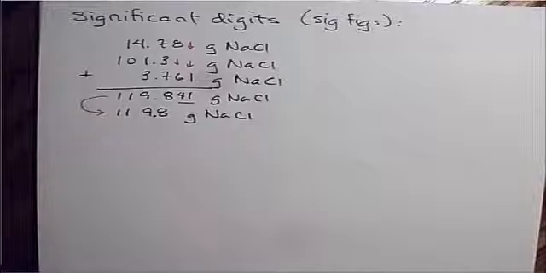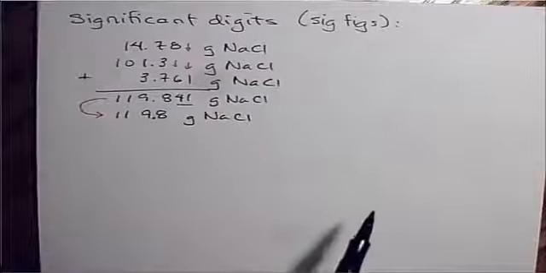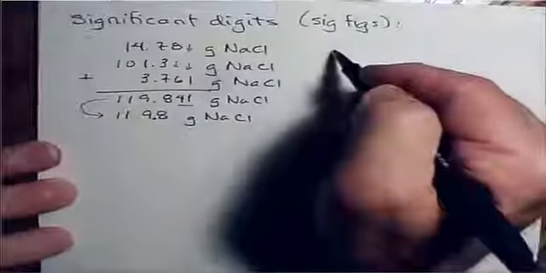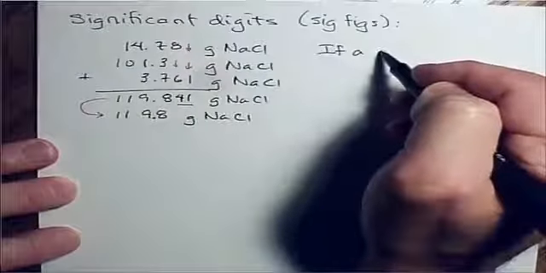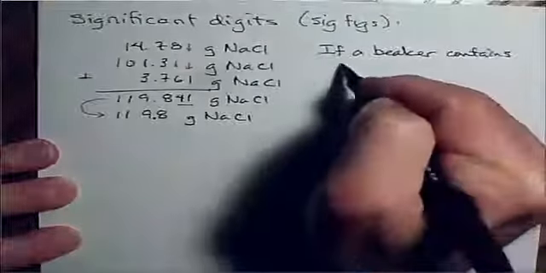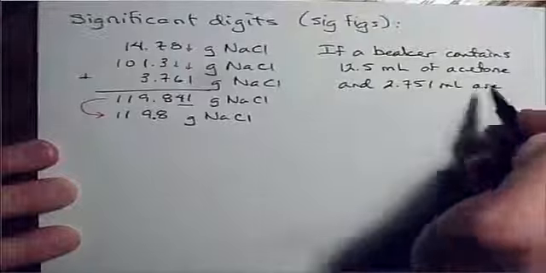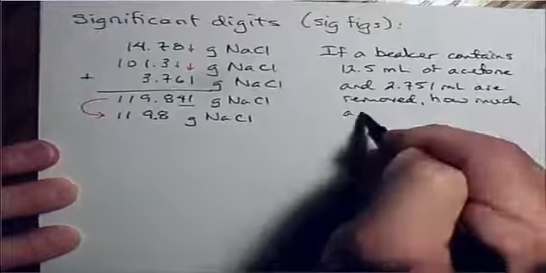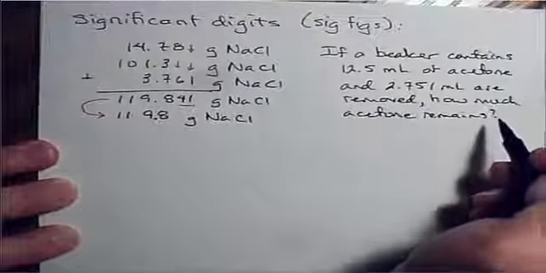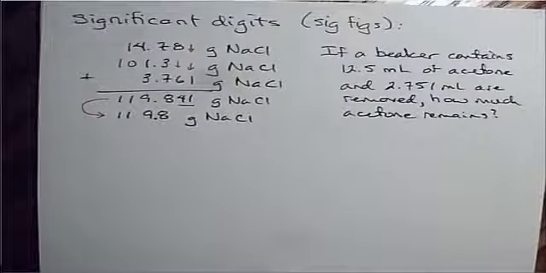So the same thing applies to subtraction. The same rule for addition applies to subtraction. So I'm going to give you a problem that you solve. Okay? If a beaker contains 12.5 milliliters of acetone and 2.751 milliliters are removed, how much acetone remains? That's your problem.